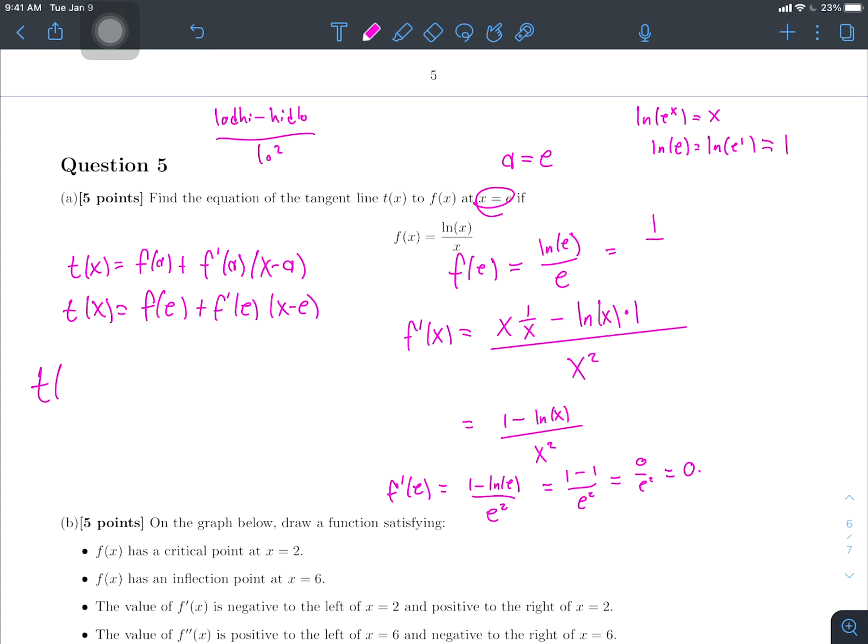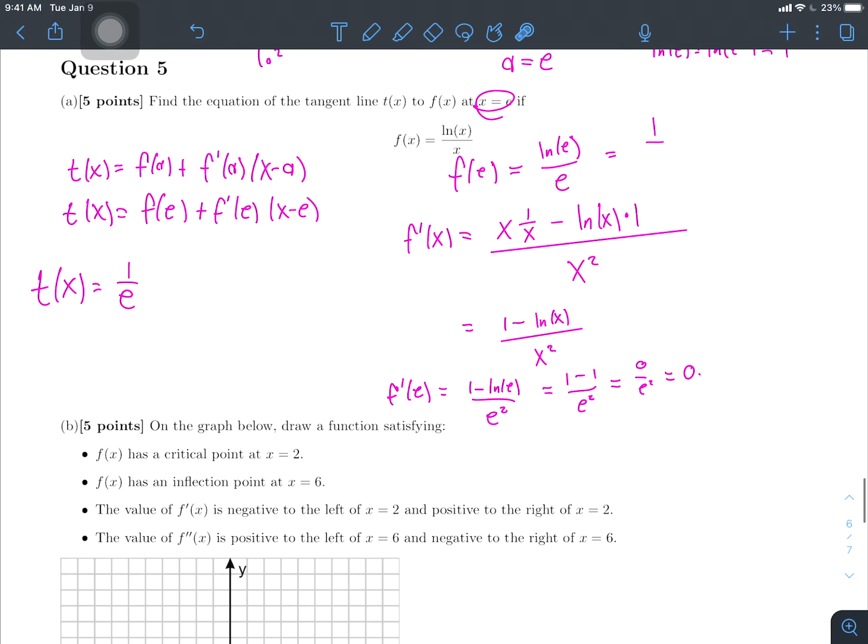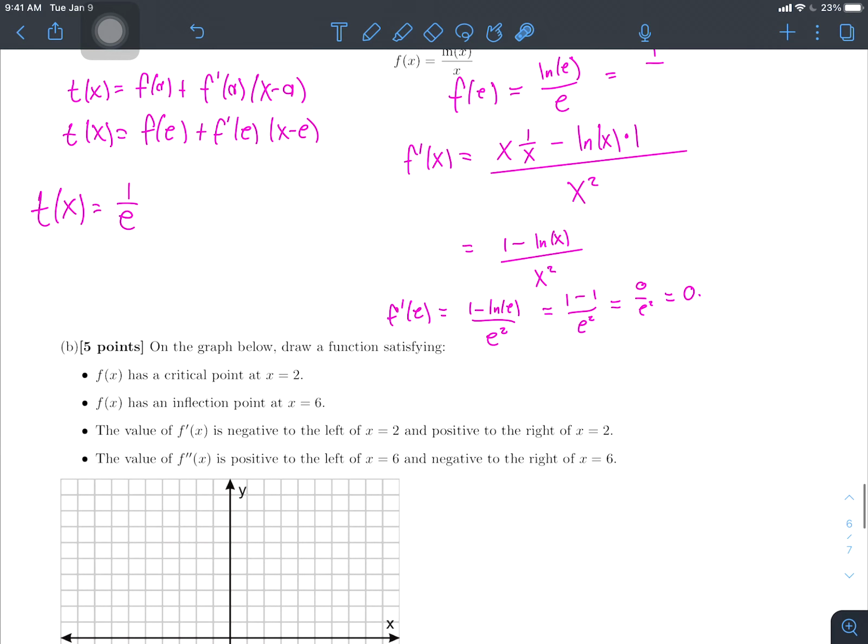So in the end, t of x is just going to be the line 1 over e, because this guy is 0. So this is a number. If I have a line which is equal to a number, that just means that this is a horizontal line with height 1 over e. Okay, so that's a quick tangent line problem. Memorizing this formula here is going to be crucial for the exam because there's going to be a tangent line problem on the exam.